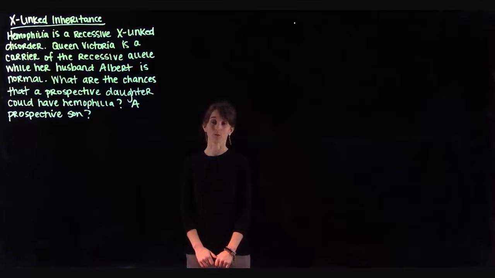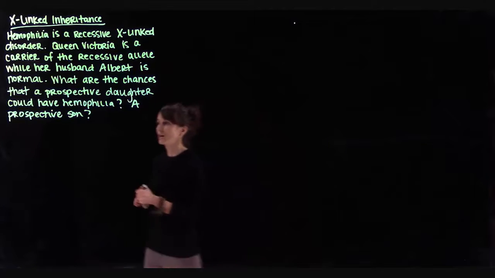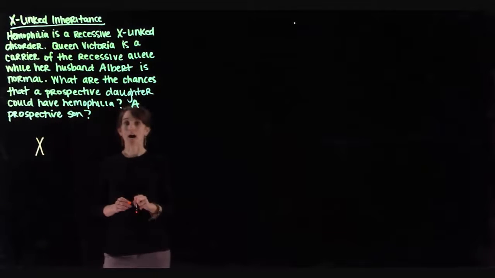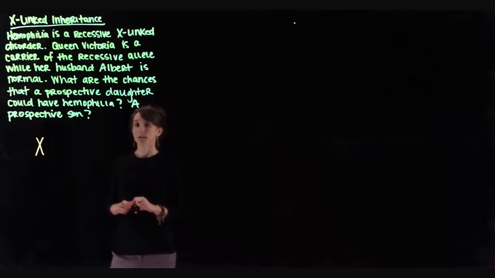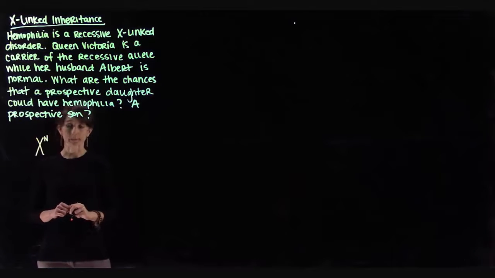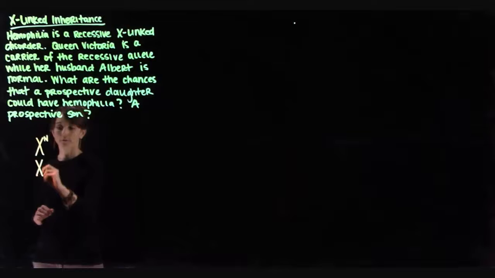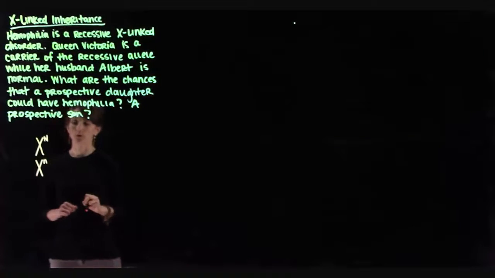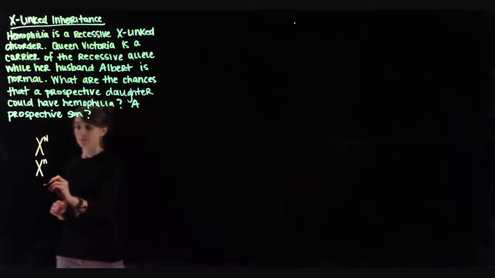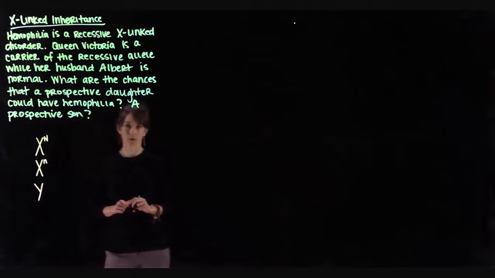Before we get started with this one, we need to talk about notation to use for X-linked inheritance. X-linked inheritance means that the gene we're interested in is located on the X chromosome. So for our notation, we're going to use X's and Y's along with some superscripts. We'll have a dominant allele, so X with a superscript N. We also have a recessive allele, so we'll use X with a superscript little n, and we're also going to need to keep in mind that males have a Y chromosome.